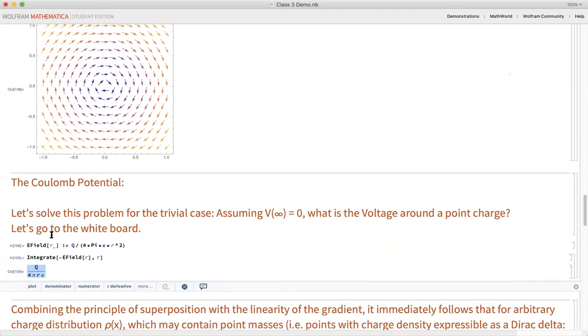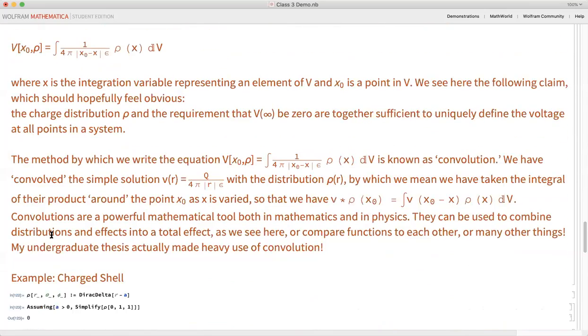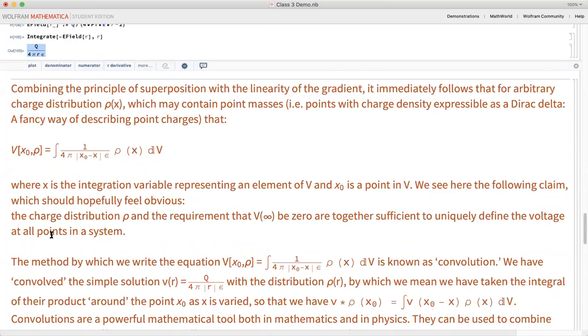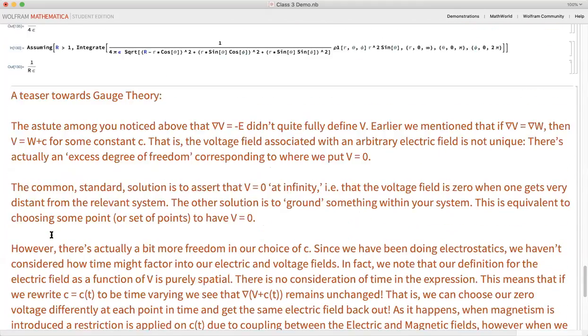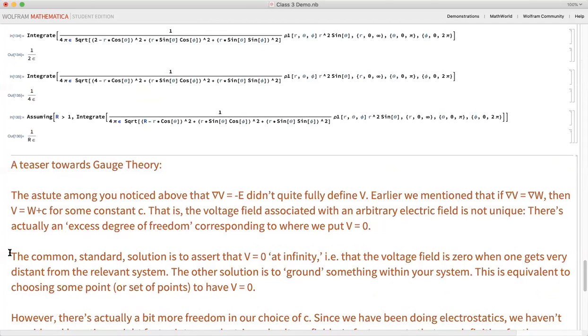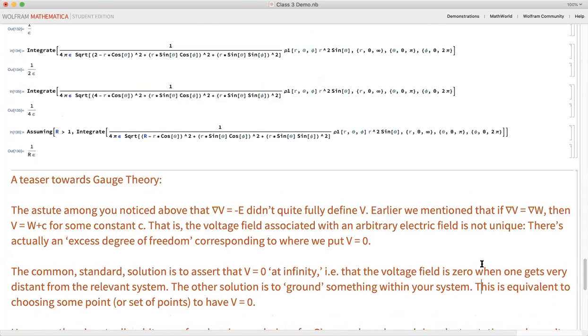Well, there are other options, and I actually talk about it down here, which we'll come back to when I talk about gauge theory later, and say V0 is at infinity. But the other solution would be to ground something, right? Like if you're doing electrical engineering, we say that the Earth has 0 voltage. And there's no magical reason for that, right?